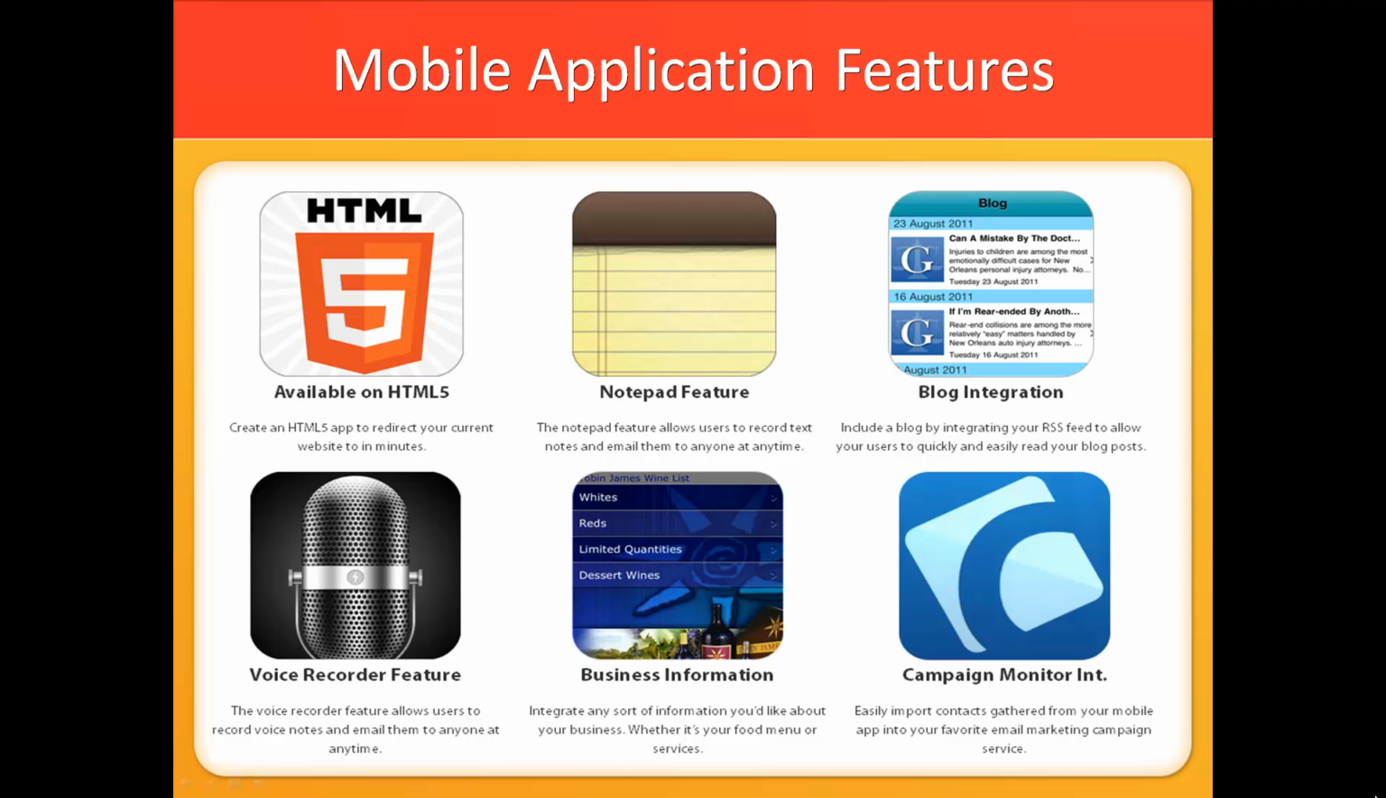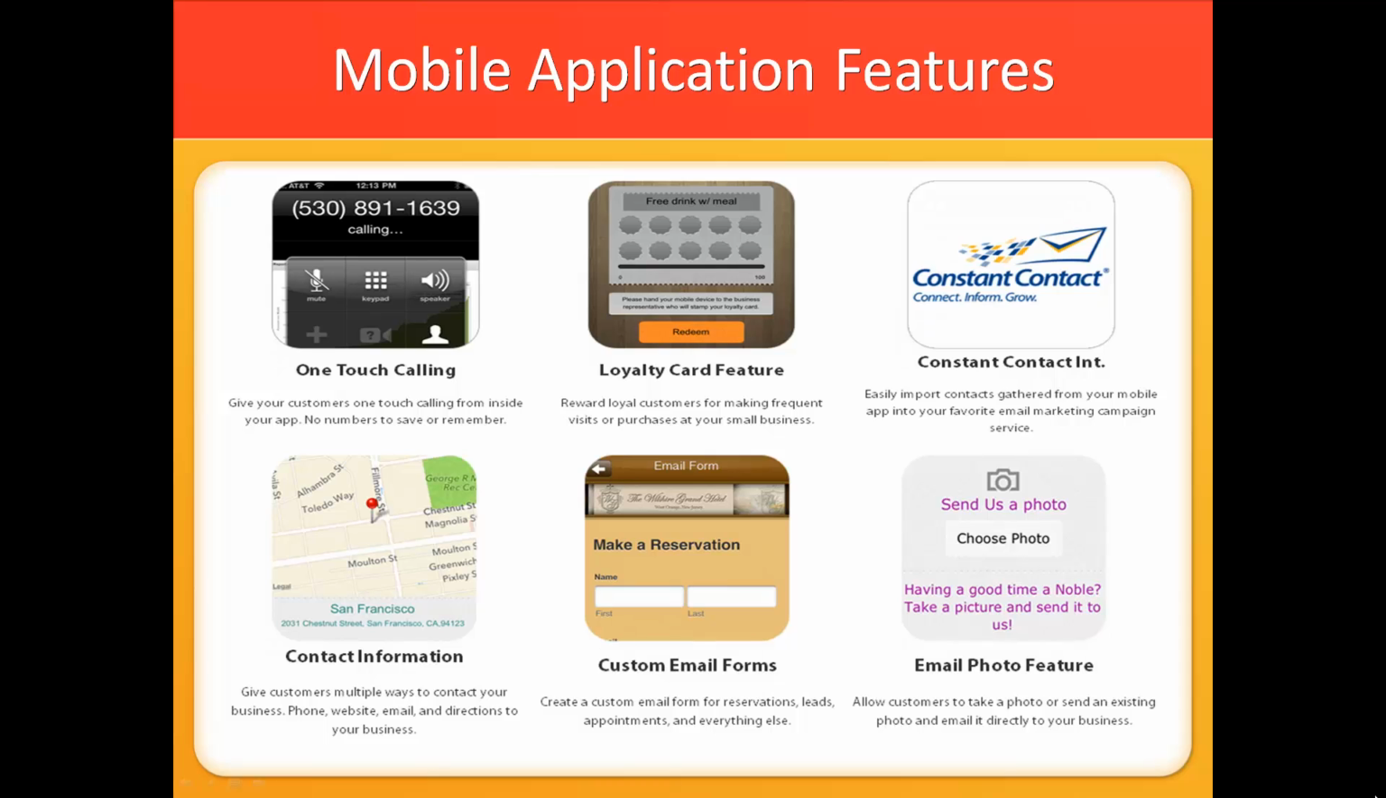Business information. Integrate any sort of information you would like about your business, whether it's your food menu or a list of services. Campaign Monitor. Easily import contacts gathered from your mobile app into your favorite email marketing campaign service. And that's really a very useful application for those folks that have downloaded the app. They desire more interaction with the creator or the business owner, and they'd like to opt in for a mail list.